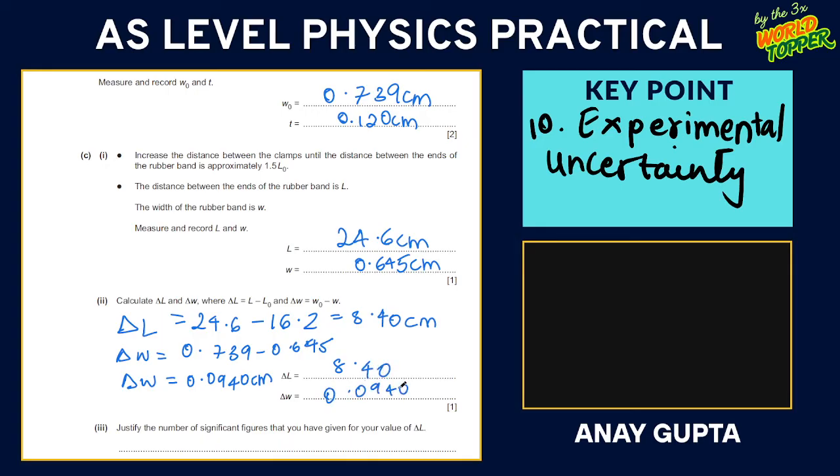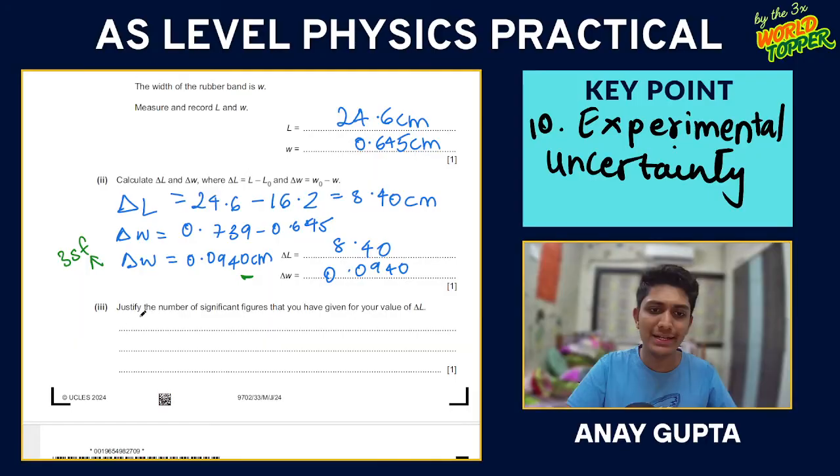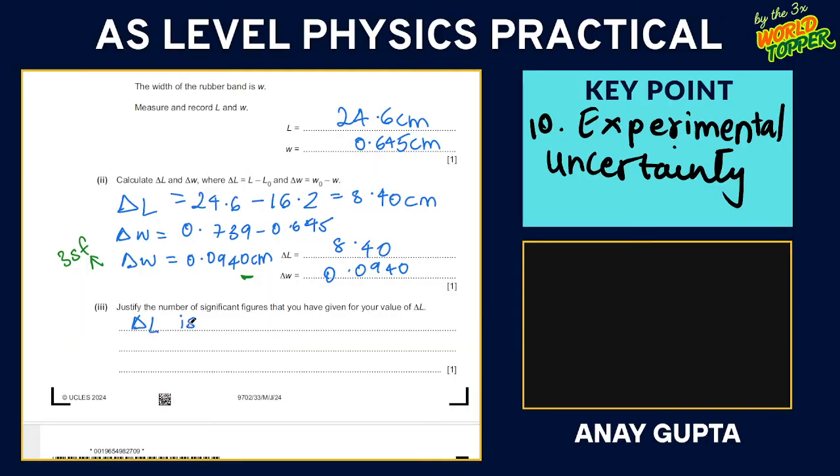Okay, 8.40, 0.0940. Now, if you notice, guys, I have added an extra 0. I have added a fourth decimal place to ensure that my delta W value is to 3 significant figures, right? Ensuring that my calculated values have the same significant figures as the highest significant figure values of my raw data. Now, we have been explicitly asked to give a justification for the significant figures. So what will we write? We will simply say that delta L is correct to 3 significant figures.